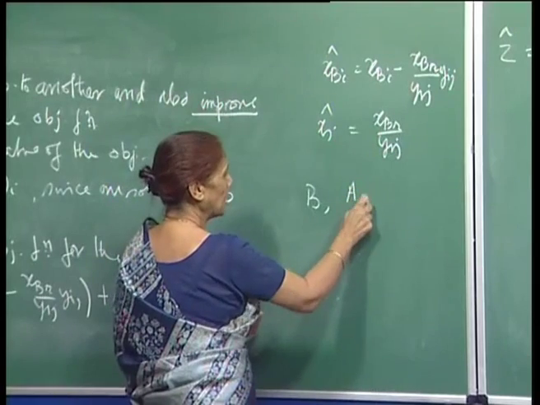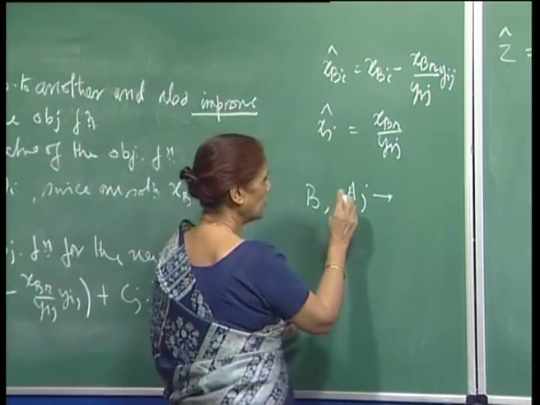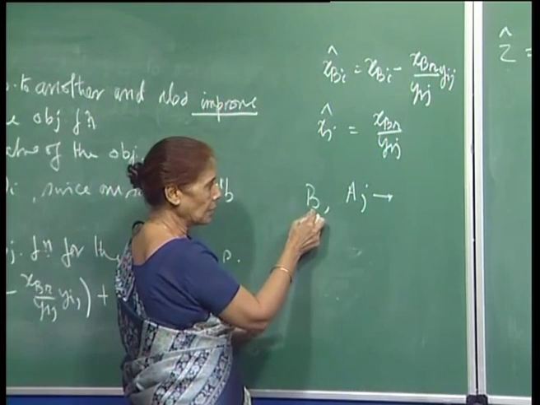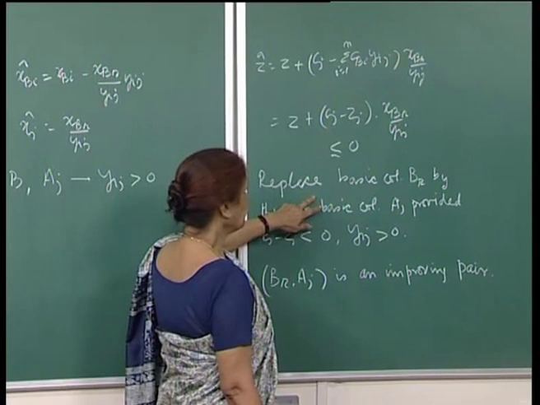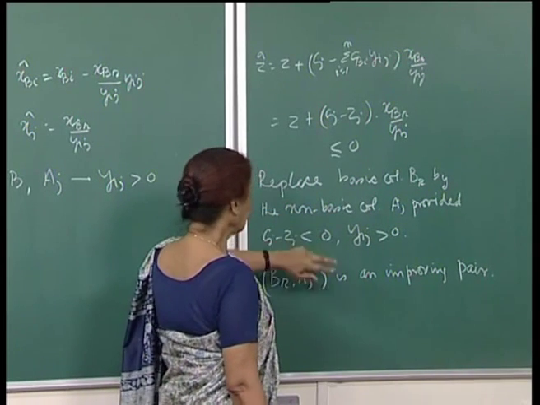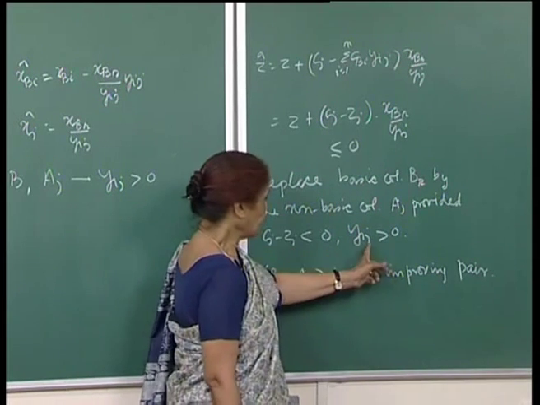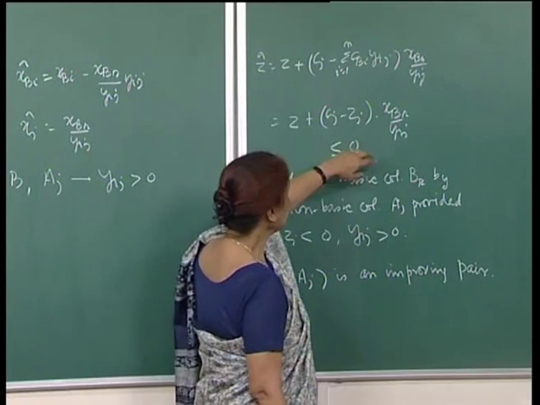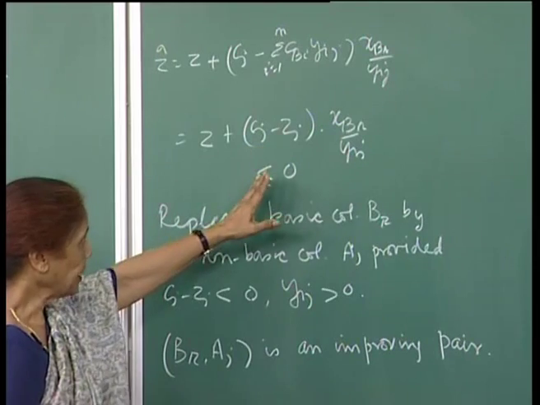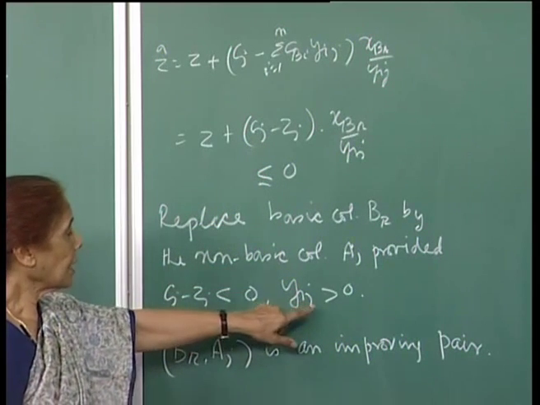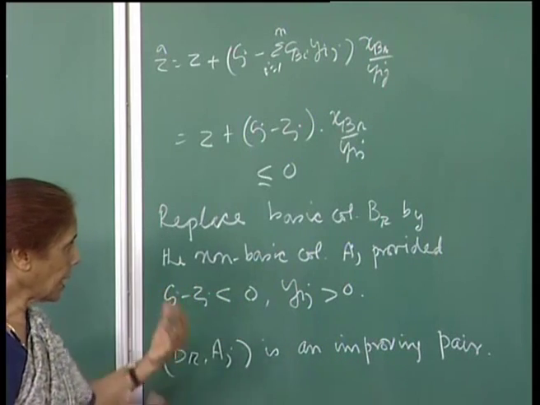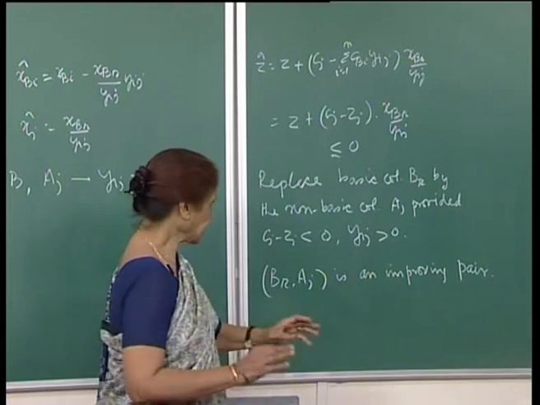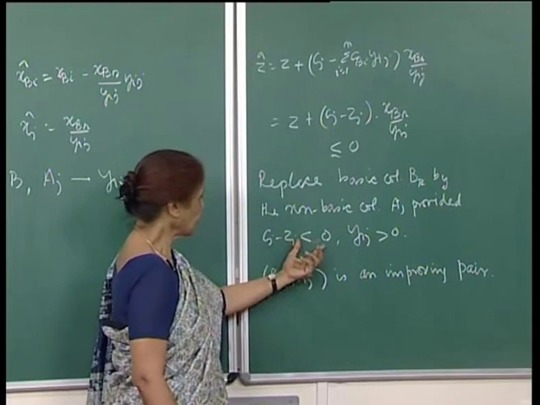So what is being said is that, given a basis B, I arbitrarily chose Aj. The only condition was that I will bring Aj into the basis and remove one of the basic columns. You are replacing a basic column Br by the non-basic column Aj, provided yrj is positive, and the r has come from the fact that this ratio xBi upon yij was minimum. So you replace Br by Aj such that you get a new basic solution which is feasible. That is the first condition, and then cj minus zj is also less than 0.